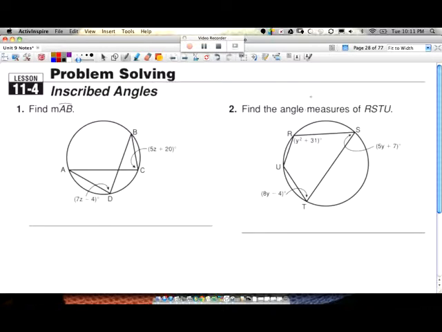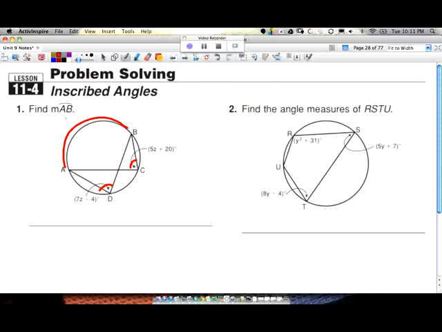So now we're going to look at some problem solving here. And this is probably the first thing that we start to learn at this. So I'm going to color code some stuff. This red arc AB corresponds to this angle C. But wait a second, it also corresponds to this angle D.